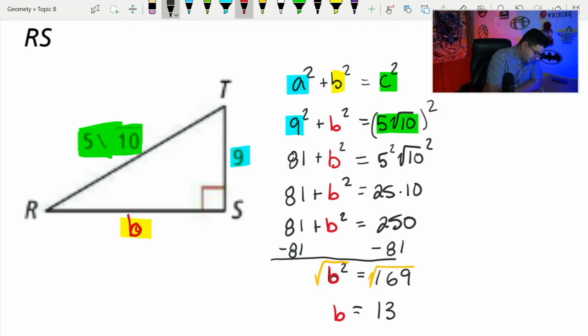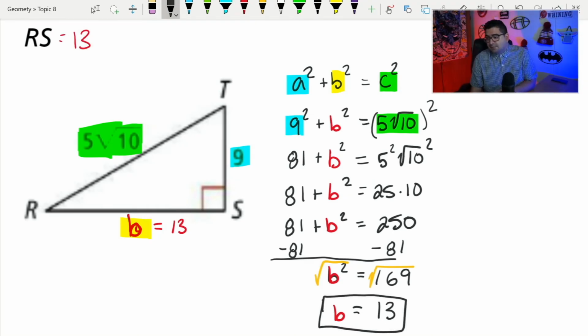So now I know that this missing side has the length of 13. So this is the first type of problem that you'll get when you're using the Pythagorean theorem. This is one of them, the first one I'm showing you, which is what happens when we're missing a leg, okay? So when we don't have the leg, we can use this strategy and use these steps to help us find that missing leg.